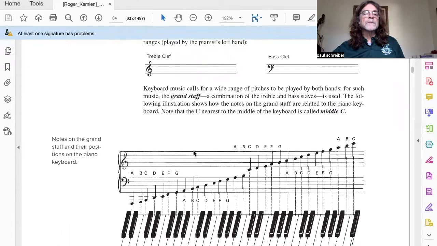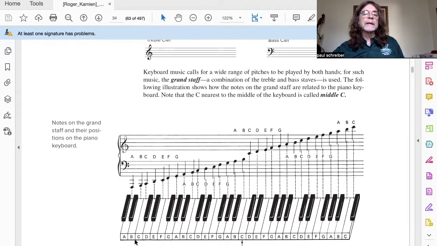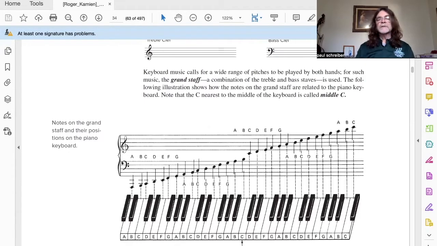A keyboard is made up of a grand staff, which is the treble clef and the bass clef put together with this bracket here. And here are all the pitches. Now I don't have a keyboard that is that big, but here they're pointing out middle C, and that's middle C. Okay.